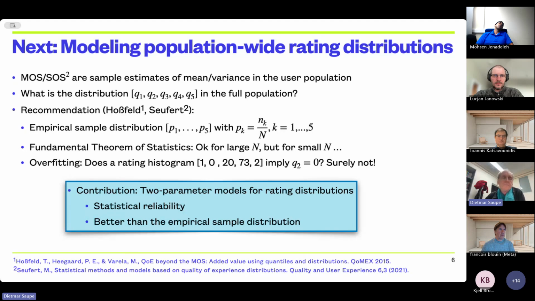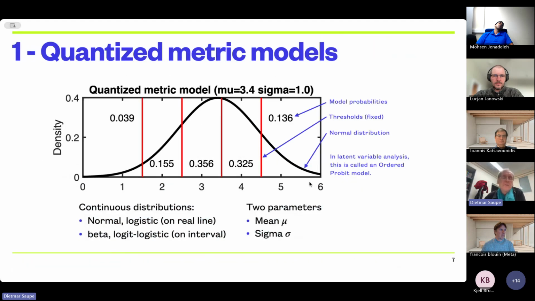Okay, so the first type of model is a quantized metric model. A quantized metric model is as follows. As I said, we have underneath the surface of the ACR a continuous quality distribution on the so-called latent variable, the quality scale, and then there are three thresholds between the ACR ratings 1, 2, 3, 4, and 5, and we put these thresholds right in the middle.